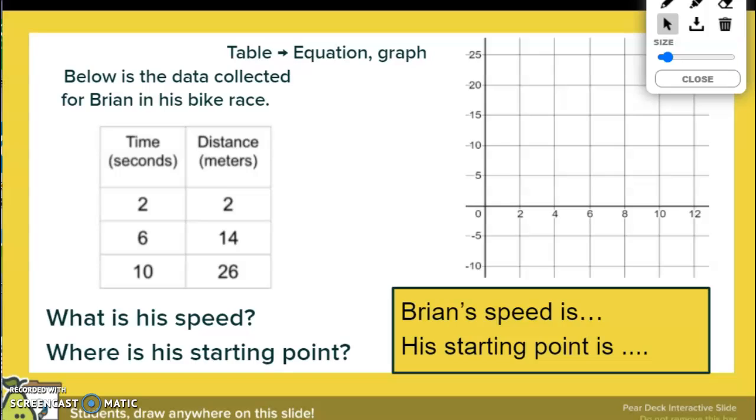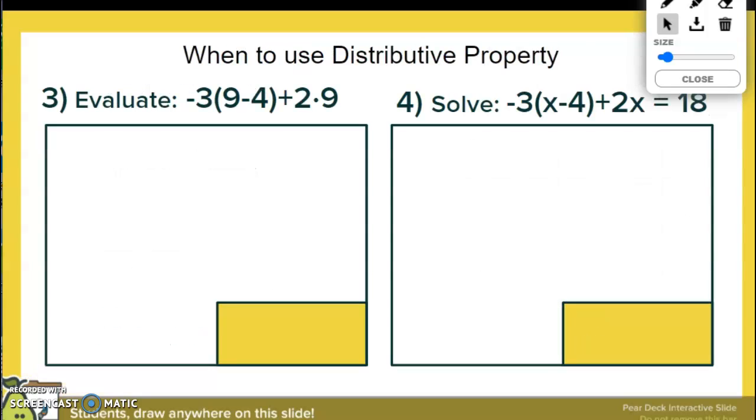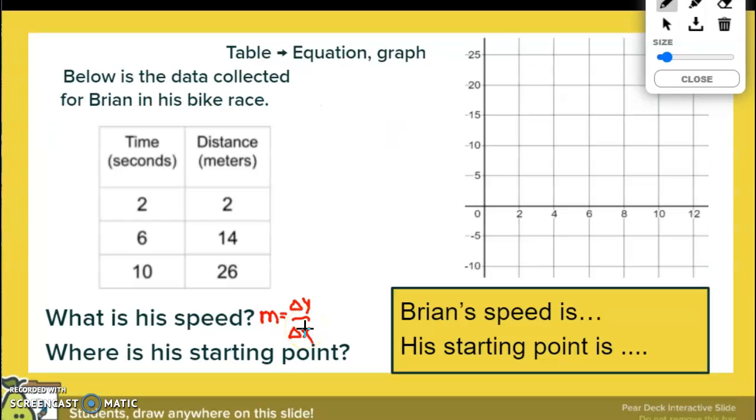To figure out the speed, it is the same as the unit rate or slope. So in this case, slope is always delta y over delta x. In this case, the input is the time, so that's like my x. The output is the distance, so that's like my y. So on the graph, I can say the x-axis is going to be the time in seconds, and the y-axis is going to be my distance in meters. Okay, so that's my distance and that's my time.